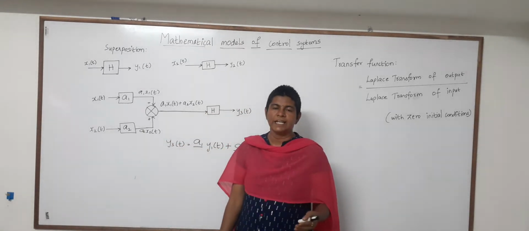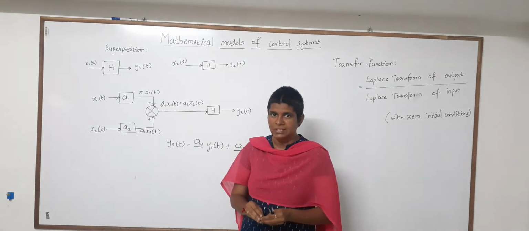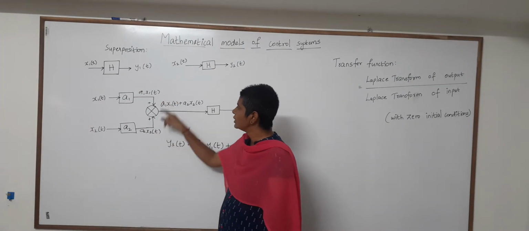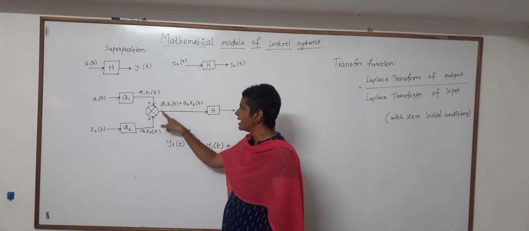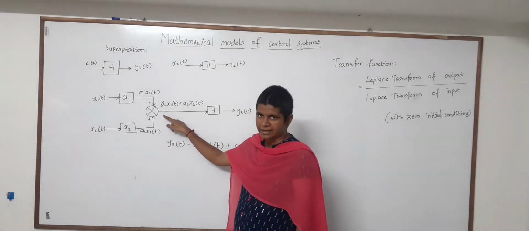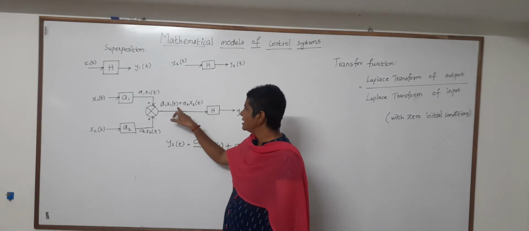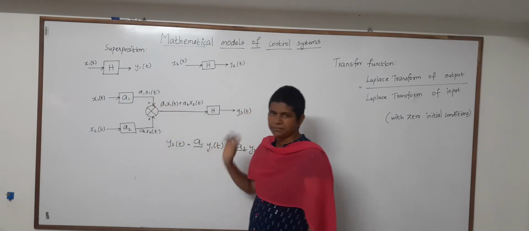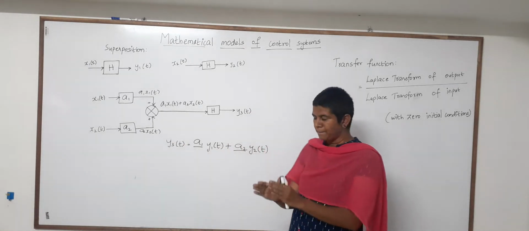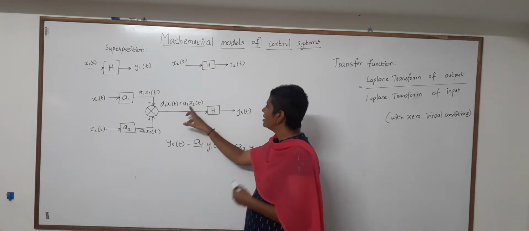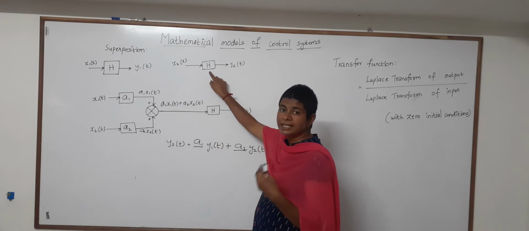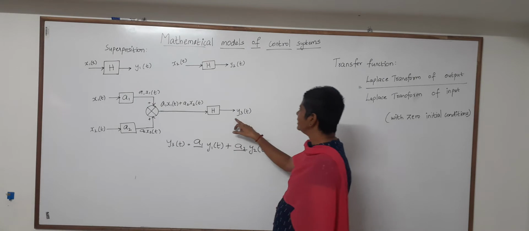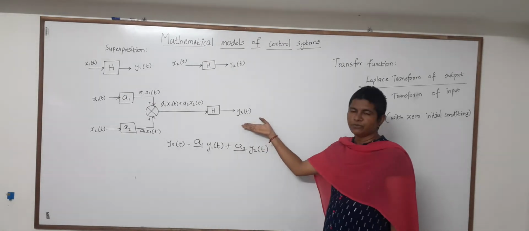As I already said, we are going to combine the inputs. In order to combine the inputs, I am adding them, so I am inserting a summer here. The output from the summer is a1 x1 of t plus a2 x2 of t. Now the inputs are combined and these combined inputs are again given to the linear system H. After giving the input, we get the output value as y3 of t.